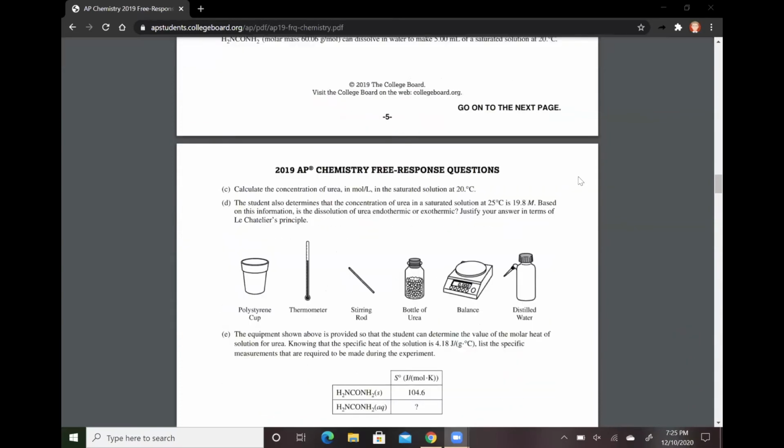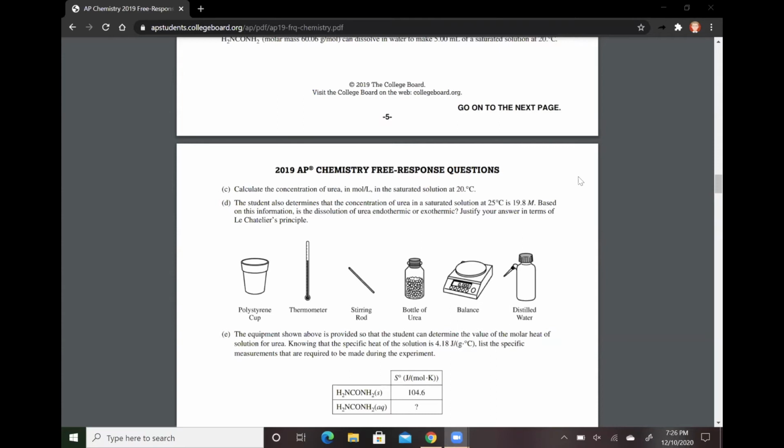So the student also determines that the concentration of urea in a saturated solution at 25 degrees Celsius is 19.8 molar. Based on this information, is the dissolution of urea endothermic or exothermic? Justify your answer in terms of Le Chatelier's principle. The pronunciation is not that important, obviously, but the principle is extremely important for the exam. In fact, they always test this, and this is an example of it right here on the FRQs.